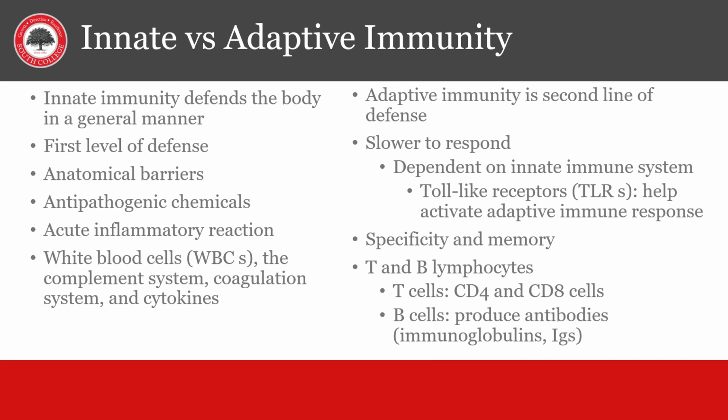T and B lymphocytes both contribute to this type of immunity. It can be passive, or from another source of immunity, or active, from our own immune system.